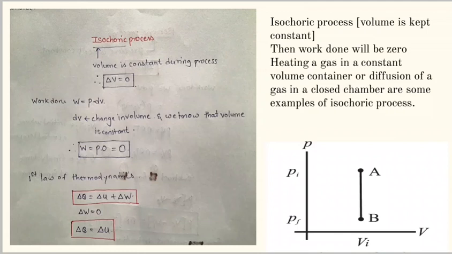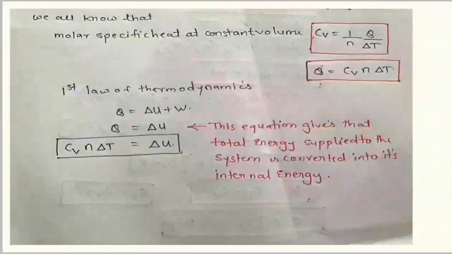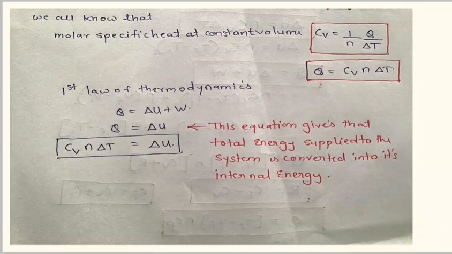First law of thermodynamics, delta Q is equal to delta U plus delta W. As delta W is 0, delta Q will be equal to delta U. We all know that molar specific heat at constant volume Cv is equal to 1 by n, Q by delta T. You can refer to this equation from thermal expansion. Q is equal to Cv n delta T. We are going to just substitute Q.